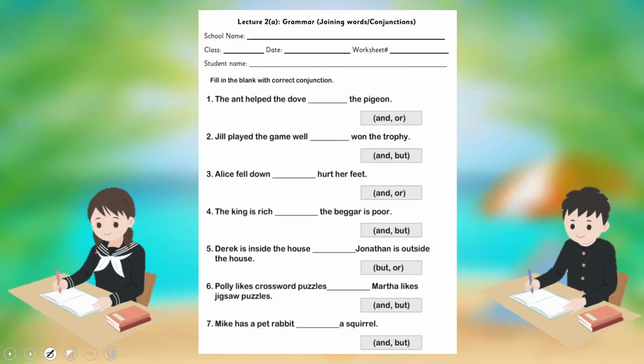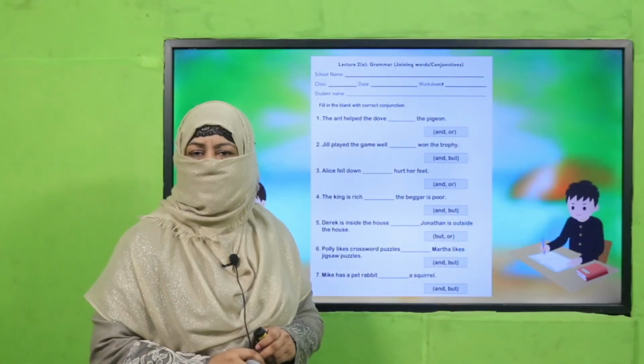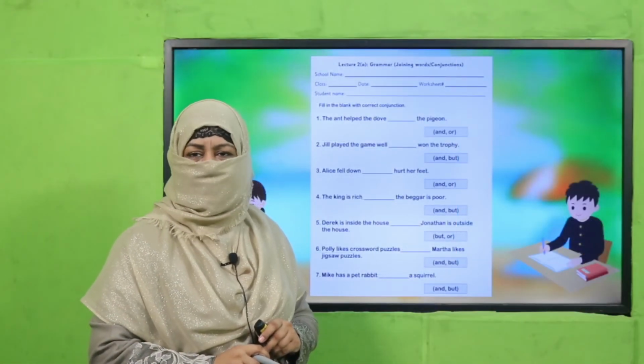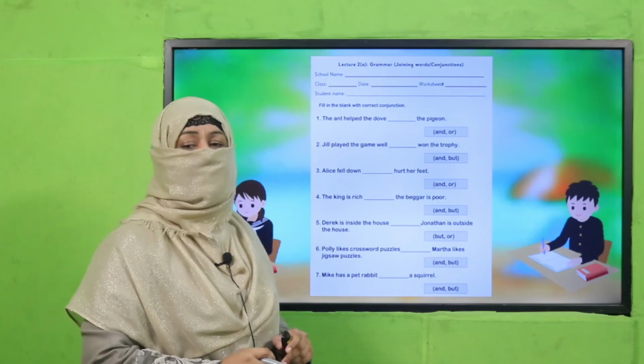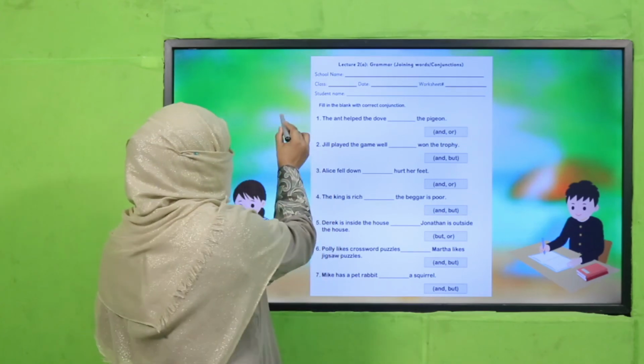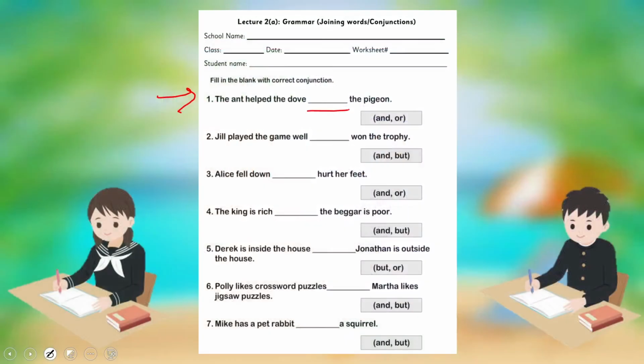My dear fellow teachers, the links to this worksheet, lesson plan, and PowerPoint presentation are given. You may click on them, download them, and kindly provide a printed worksheet to students for practice. And my dear students, you will read the sentence and complete it by selecting the correct conjunction.